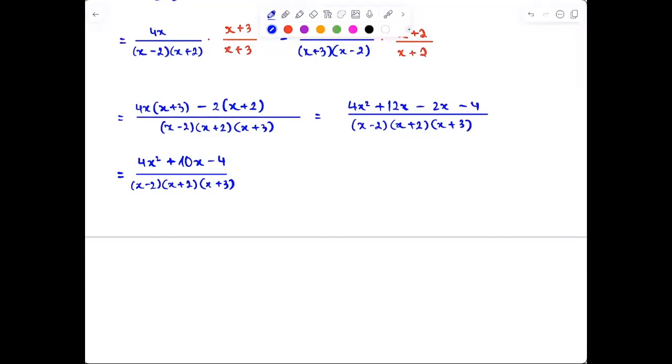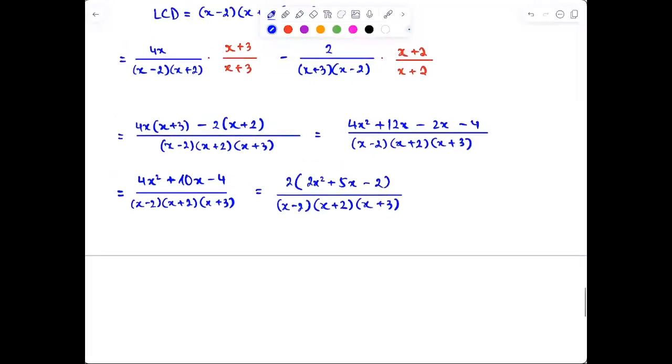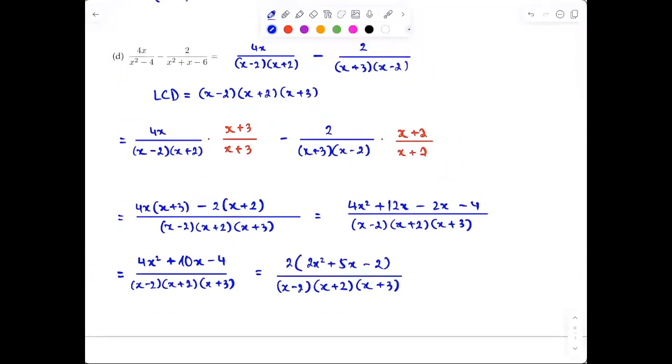So the numerator, you can take one more step. That is, the 2 is the common factor. Right? So you do 2 times (2x squared plus 5x minus 2) over (x minus 2) times (x plus 2) times (x plus 3). So that is the final answer, but we're going to put in the conditions. But any questions up to this point?